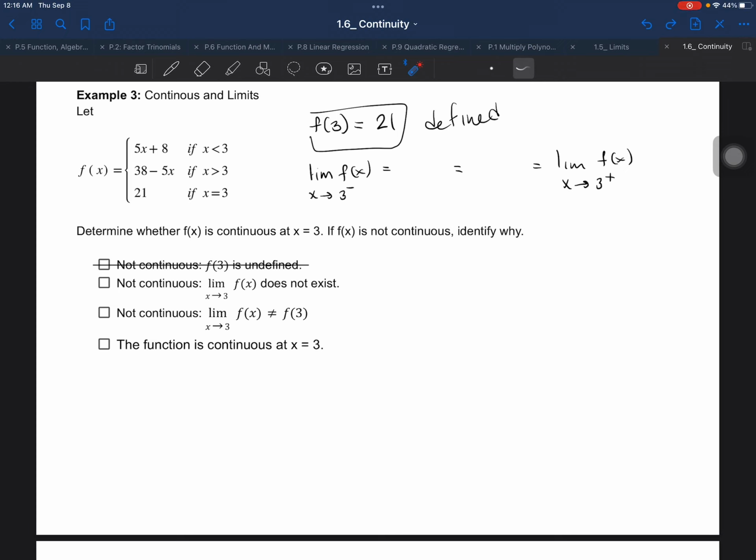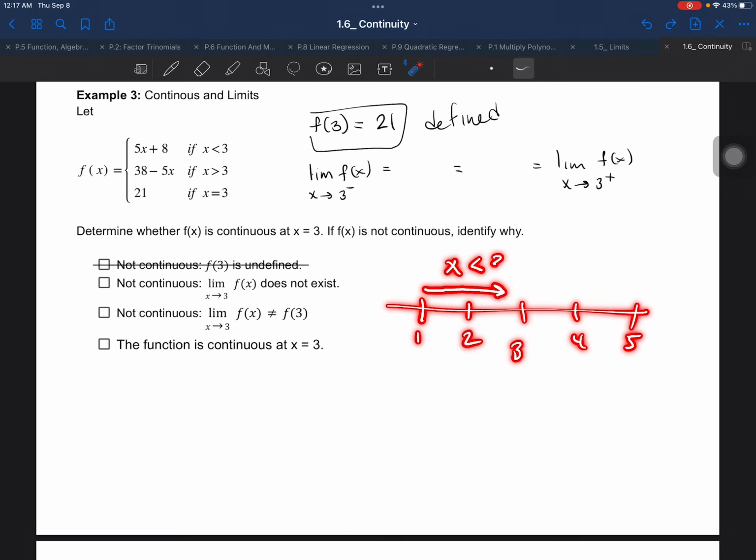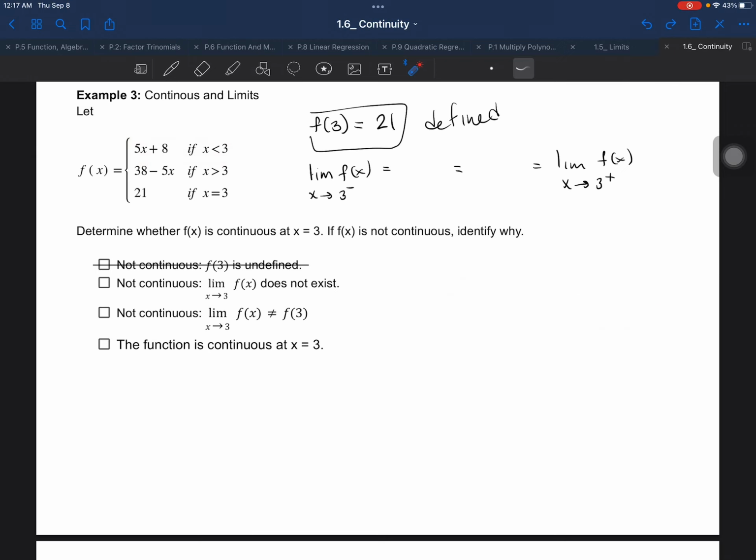If x is approaching 3 from the left side, if you maybe draw a number line, here's your 3, here's your 1, here's your 2, here's your 4, here's your 5. If you're approaching 3 from the left side, that means x is less than 3. These are all values of x less than 3. So therefore, we're going to be using this option. In other words, when x is less than 3, we're going to plug in 3, direct substitution.